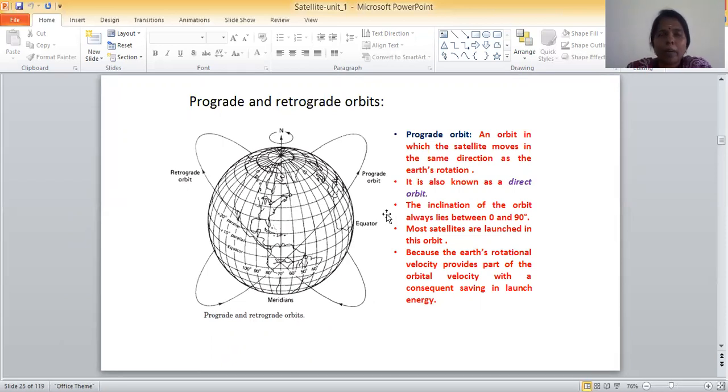But for some specific applications, to explore something on the Earth, we may need to launch a satellite against the Earth's spin rotation, at the cost of spending much more fuel. That is a retrograde orbit. So these are a few orbit classifications which you have to know before going deep into satellite communication.